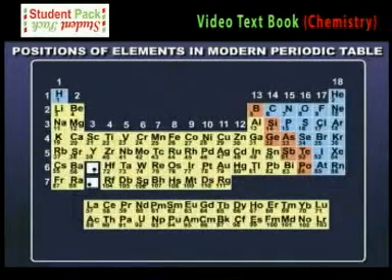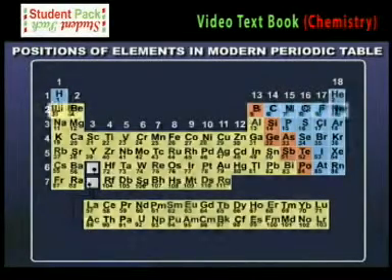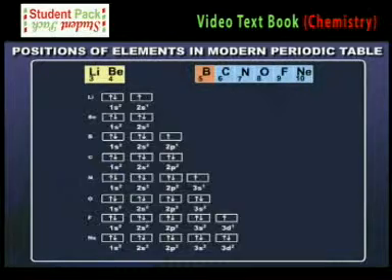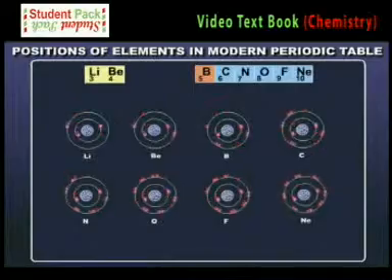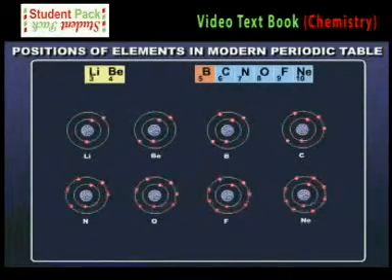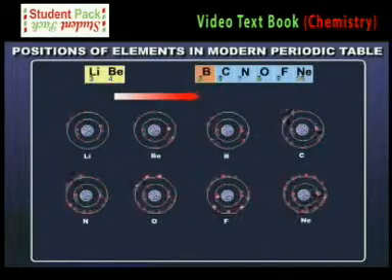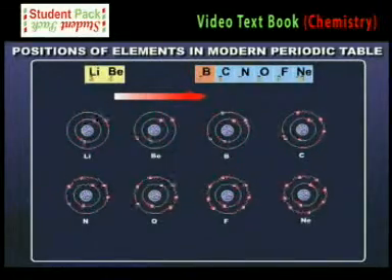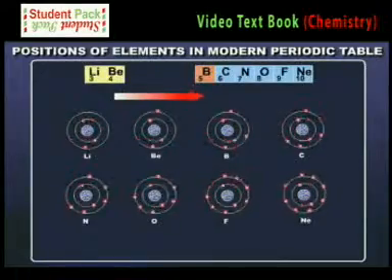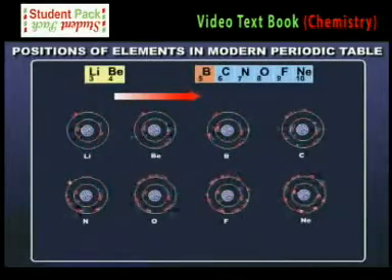Take a look at the long form of the periodic table and observe the elements lithium, beryllium, boron, carbon, nitrogen, oxygen, fluorine and neon. Observe that these elements do not have the same number of valence electrons, but they contain the same number of shells. You will also observe that the number of valence shell electrons increases by 1 unit as the atomic number increases by 1 unit on moving from left to right in a period.